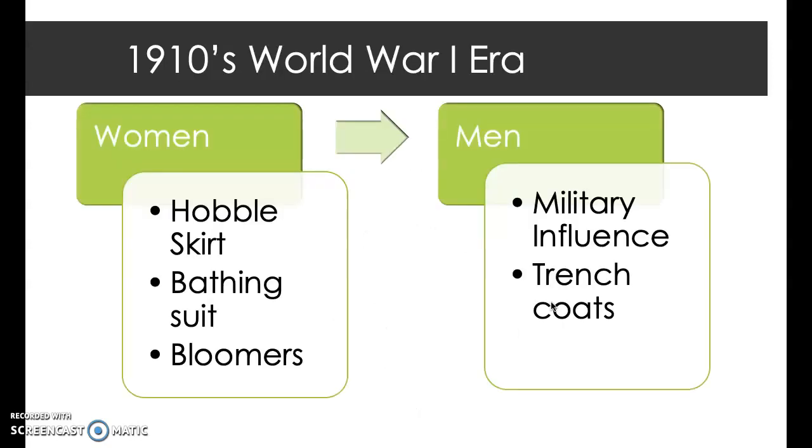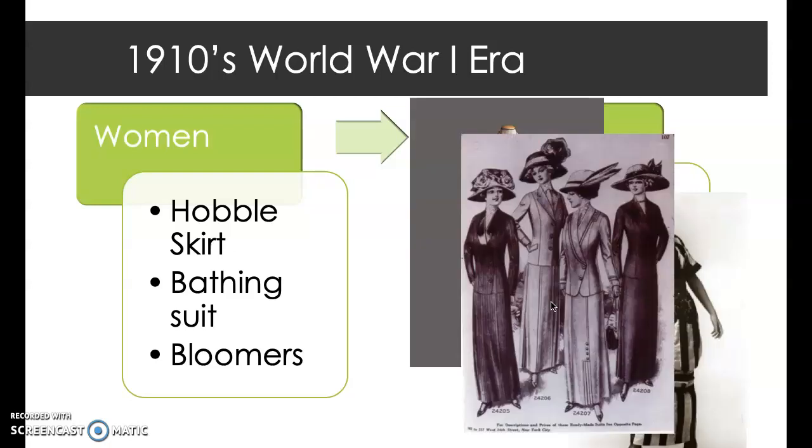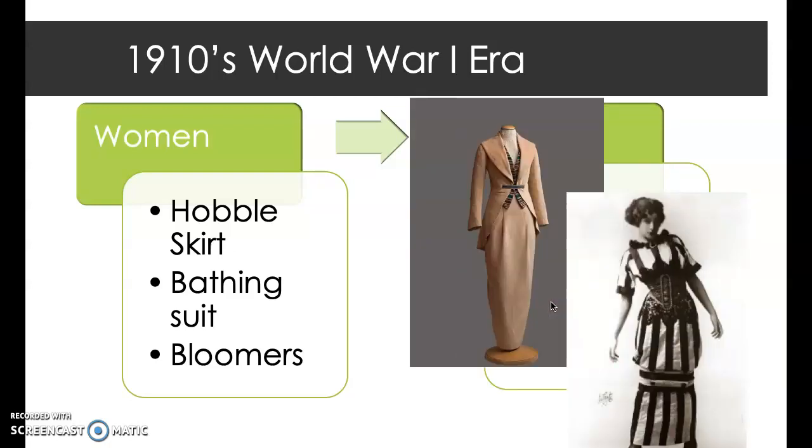All right, there's also the hobble skirt, bathing suit, and bloomers. For men, there's a military influence because of the war and trench coats. So the hobble skirt. The hobble skirt is a really long skirt that tapers at the ankle. All right, so if you look, it's really, really narrow down here. And the reason they call it the hobble skirt is because you have to take really, really tiny steps, like super tiny steps to walk in that thing. Sometimes they would have a band around the knees to even take smaller steps.